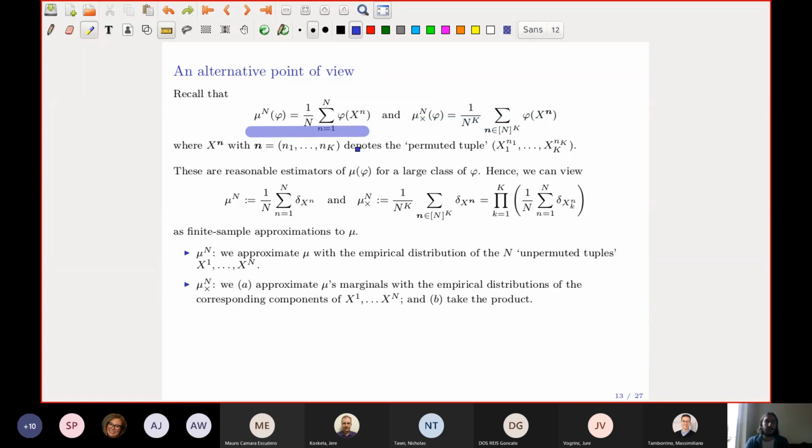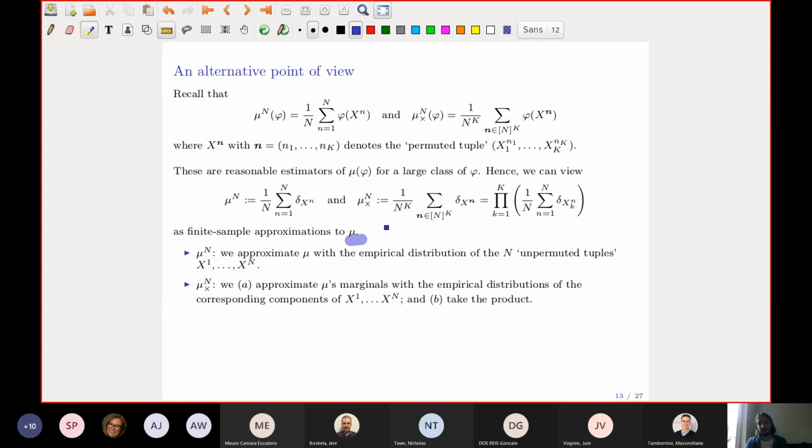So in reality, what we can do is just view this thing here, the empirical distribution of our original n IID samples, as an approximation to mu, right? And that's the approximation we're using here. And in the case of the product form estimator, what we're really using is we are taking each of its marginals, we're approximating it with the corresponding empirical distribution of the components of the samples, and then we're taking each of these approximations, one per marginal, and we're taking the product of them, right? And that's why we call these things product form estimators, because you're basically using a product form finite sample approximation to mu.